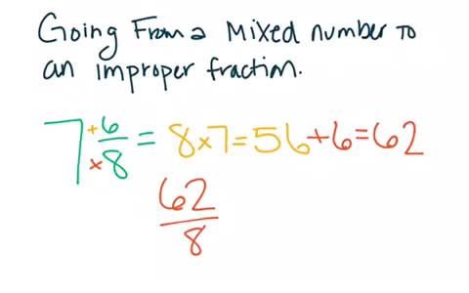All right, next up, we're going from a mixed number to an improper fraction. So right here we have 7 and 6/8. So to go from a mixed number, which is what we have here, to an improper fraction, which is right here, okay? We have to multiply our denominator, which is 8, by our whole number, and get 56. And we add our numerator, which is 6. So our new numerator, or top number, is 62, and we keep the same denominator, which is 8.